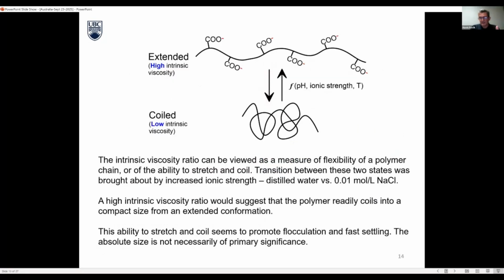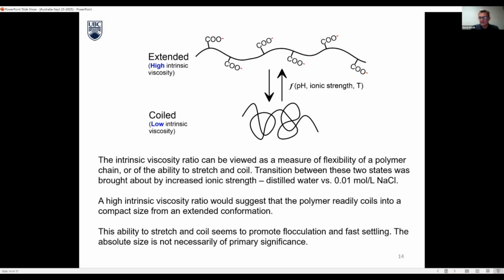So going back to the physical explanation, we're flipping between two conformations, extended and coiled. This ability to go between these two states can be used as a measure of polymer flexibility, and this flexibility seems to promote flocculation and fast settling. The absolute size, the absolute molecular weight, is not really that important here. It's the conformation in solution and the ability to adapt to different chemical conditions in water that defines the flocculation power of polyacrylamides.